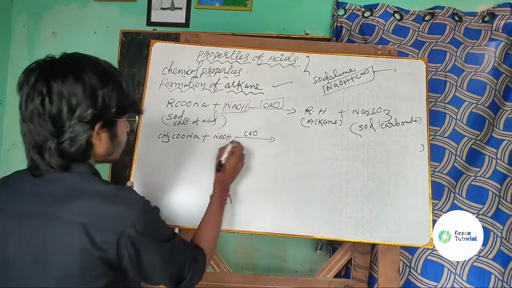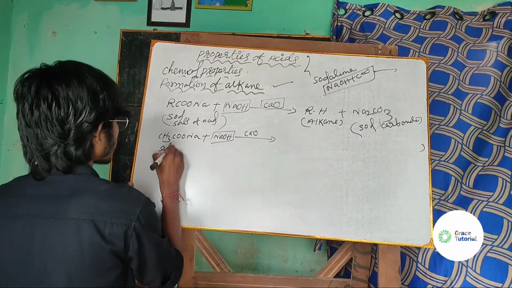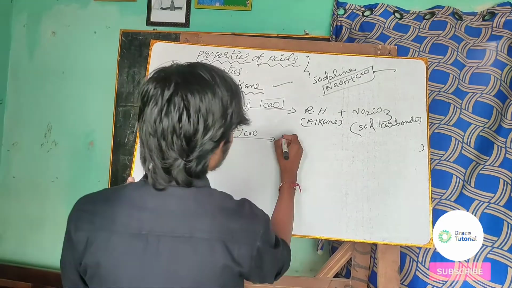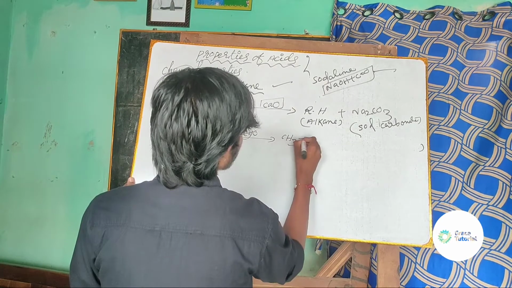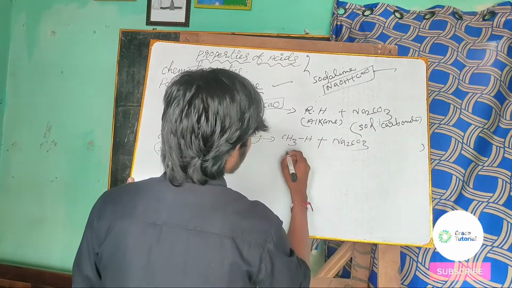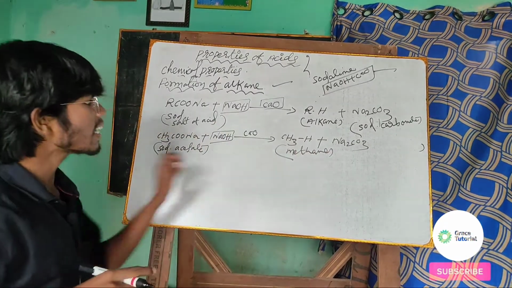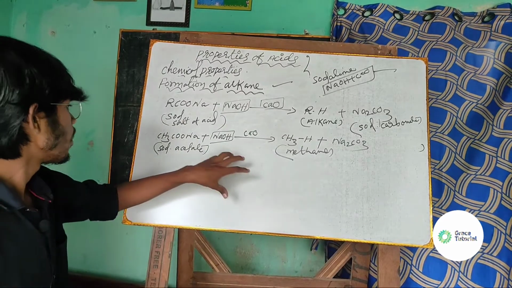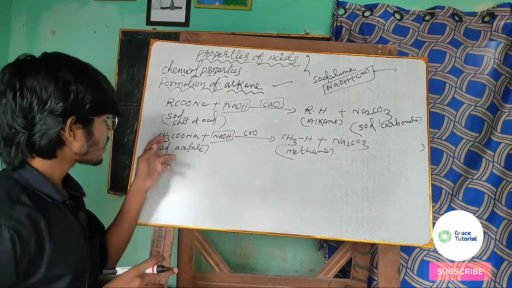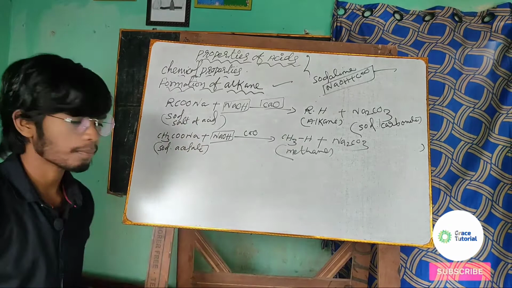CaO, calcium oxide, it reacts with NaOH, CH3COONa, sodium acetate, and it gives CH4, that is methane, plus Na2CO3, sodium carbonate is obtained. But anyhow, the methane is obtained. That means in this way the alkane can be easily obtained by the reaction of soda lime with the sodium salt of acetate. That is, CH3COONa reacts with soda lime to give methane along with sodium carbonate.